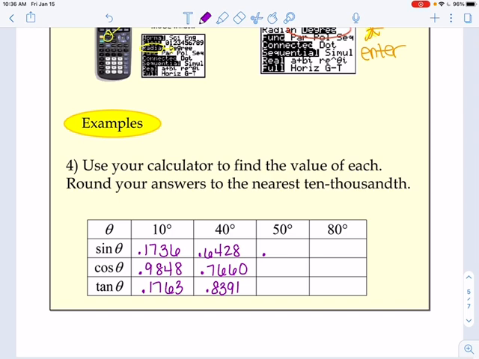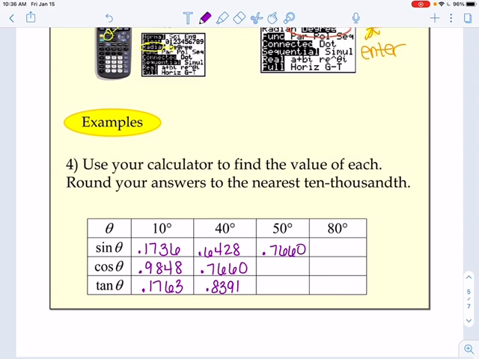Sine of 50 is 0.7660. Cosine of 50 is 0.6428. The tangent of 50 is 1.1918. The sine of 80 is 0.9848. The cosine of 80 is 0.1736. And my tangent of 80 is 5.6713. Okay. So I'm just going to point something out before I switch slides.